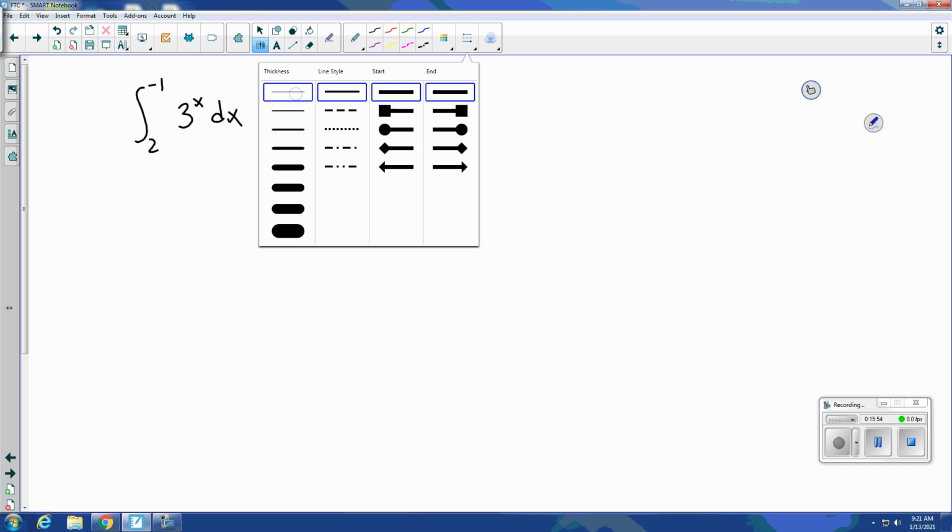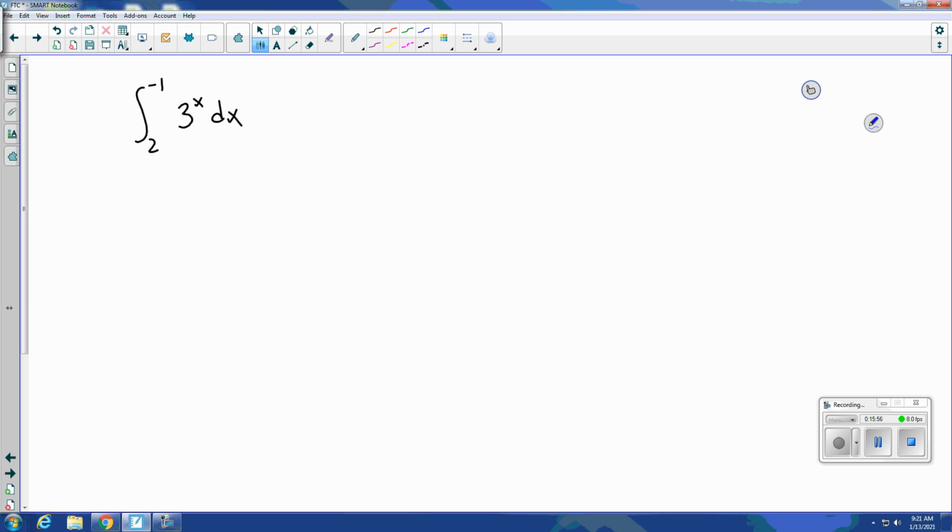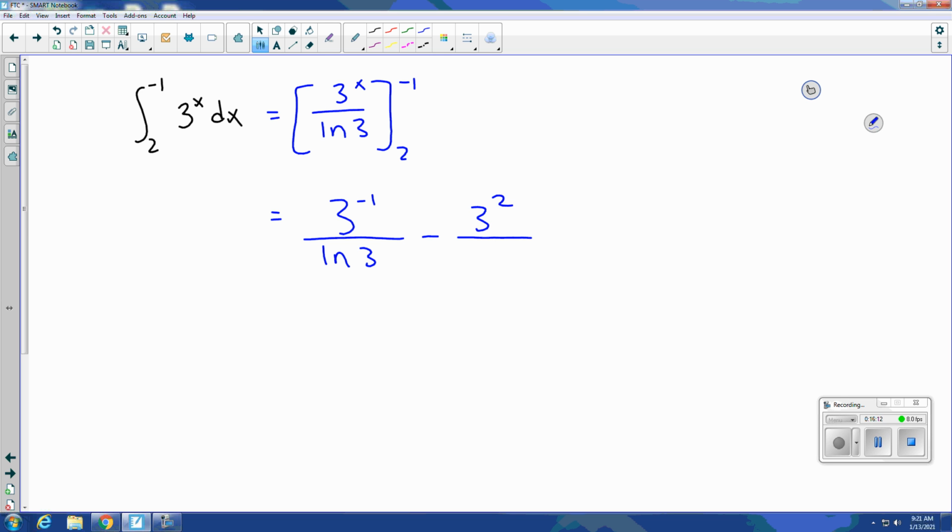So let's finish out this evaluation. We have our antiderivative equaling 3 to the x over ln 3. And we want to go from 2 to negative 1. So we're going to have 3 to the negative 1 over ln 3 minus 3 squared over ln 3. So the antiderivative at the upper bound minus the lower bound. We're going to clean this up. 3 to the negative 1 is 1/3. So that's the same thing as 1 over 3 ln 3 minus 9 over ln 3. If we want to combine these, we need common denominators.